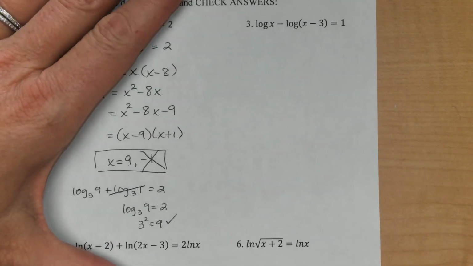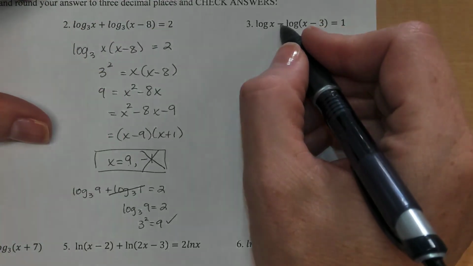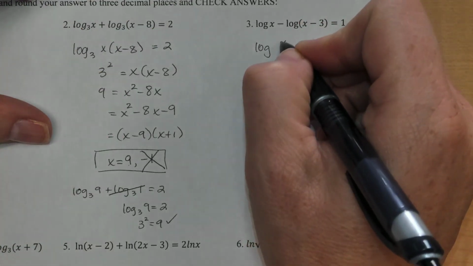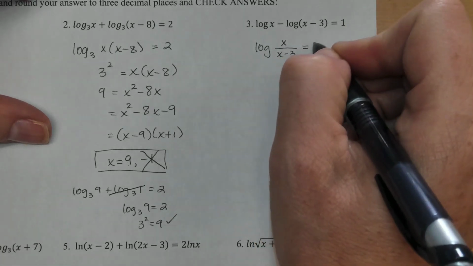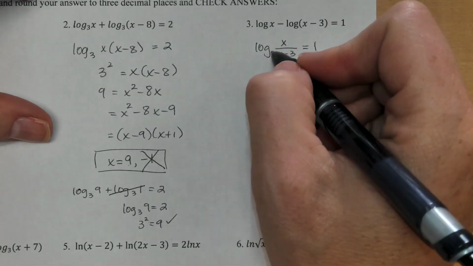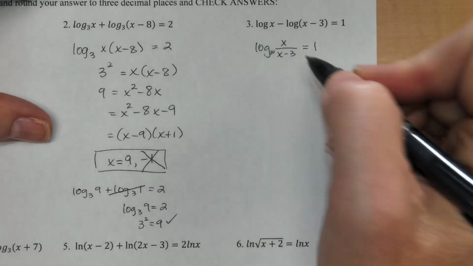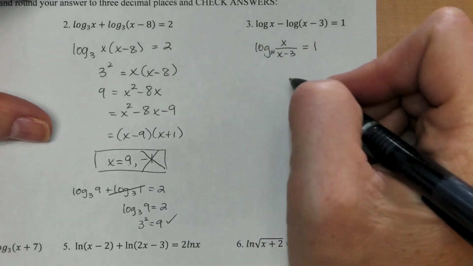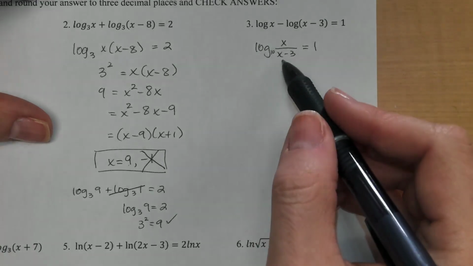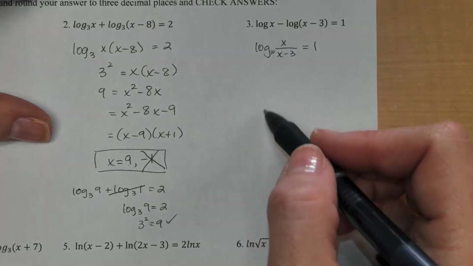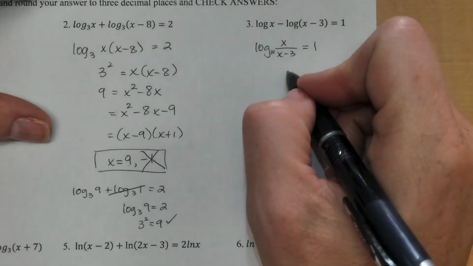The next problem we have has 2 logs, but these ones are being subtracted, and subtraction turns into division. And there isn't a base here, but if you remember, if there is no base on a log, it is base 10. So I'm just going to squeeze that in there. And then we are at a place where my log is isolated. There's nothing else on this side with it, nothing else I can do. So I'm going to switch to exponentials.